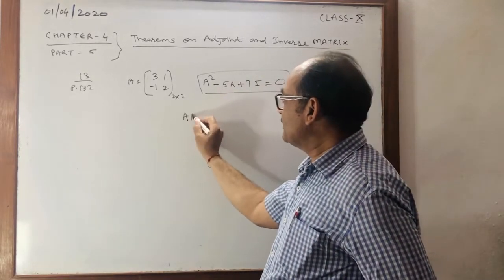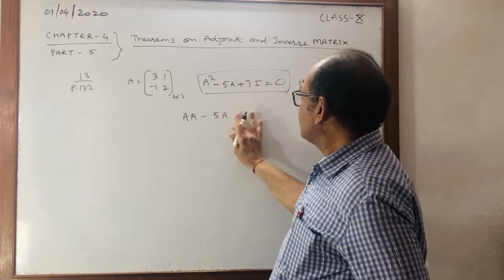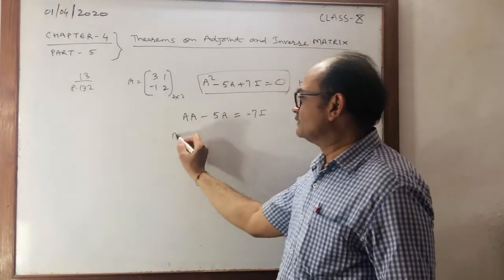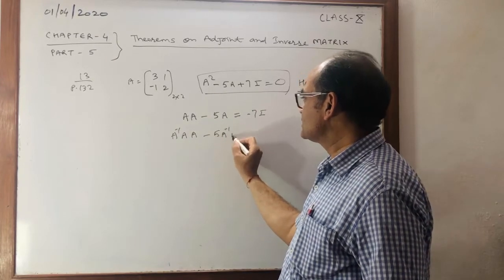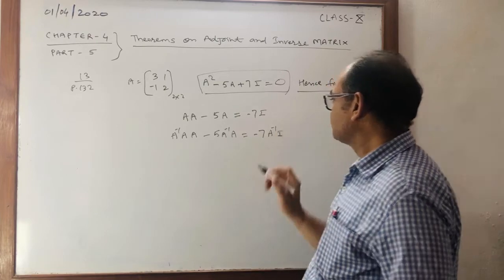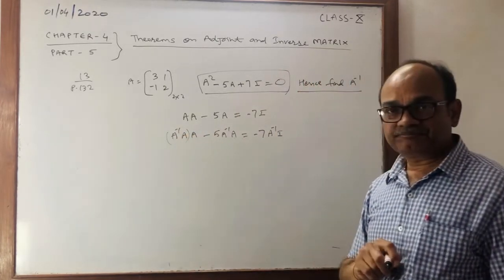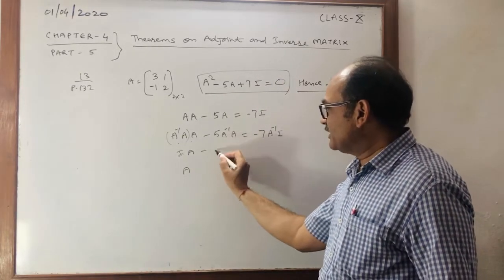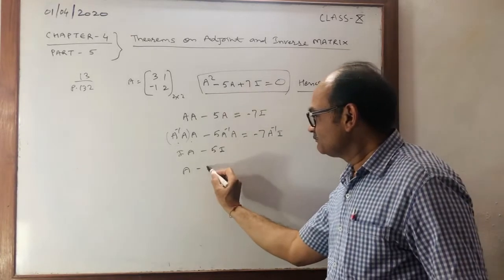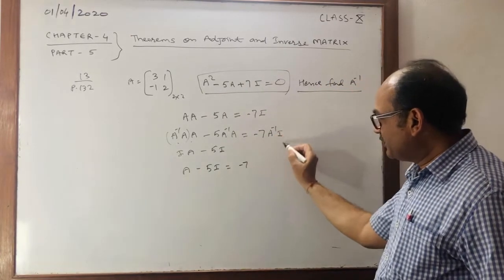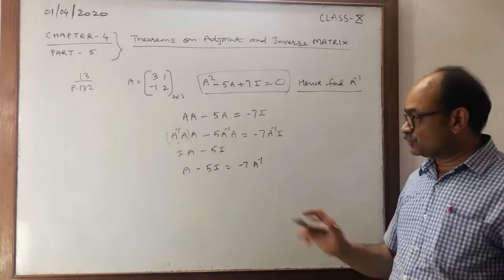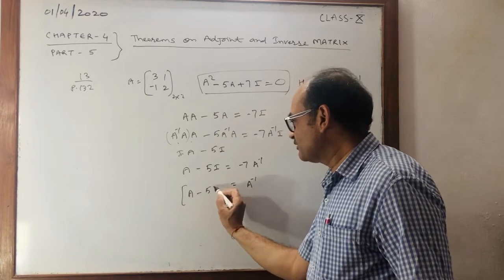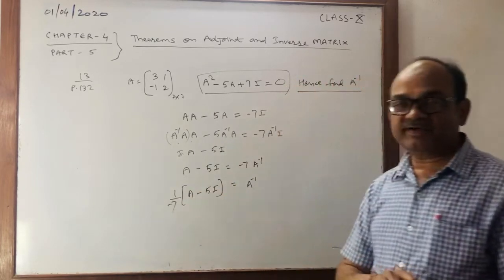So here A square we can write as A into A. We can write this minus 7I on the right hand side. Now we multiply both sides by A inverse. This will become I. I into A will become again A. 5 A inverse A will become 5I. So this is 5I, and this is nothing but minus 7, and A inverse into I is again A inverse. So if I want to calculate A inverse, I have to divide this whole by minus 7. So here we can write A minus 5I, and outside we write minus 1 by 7.